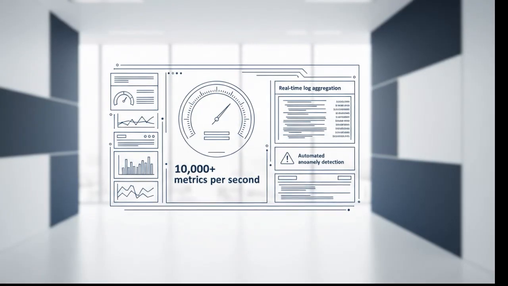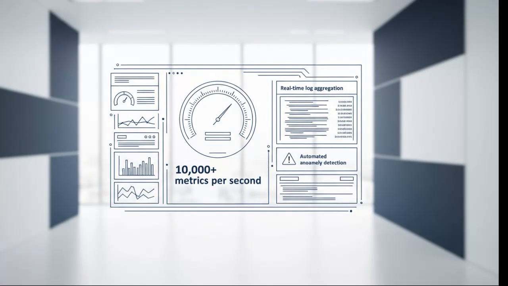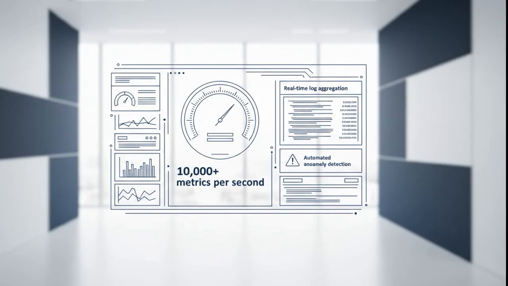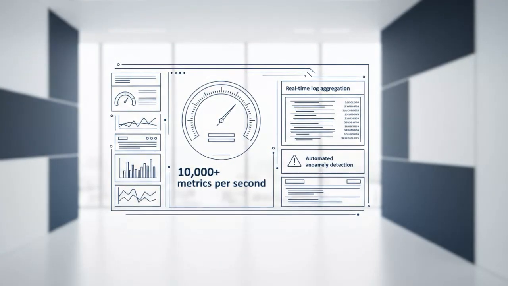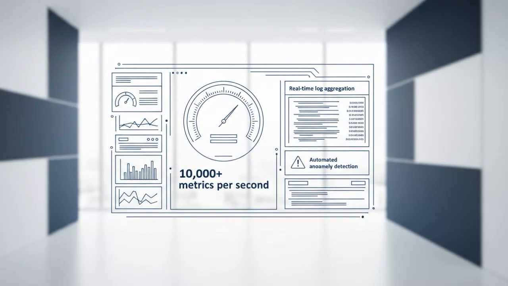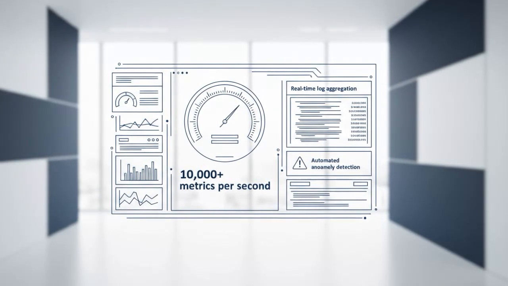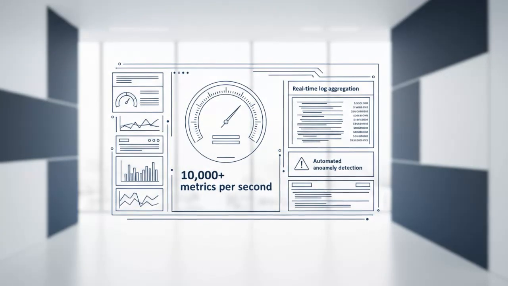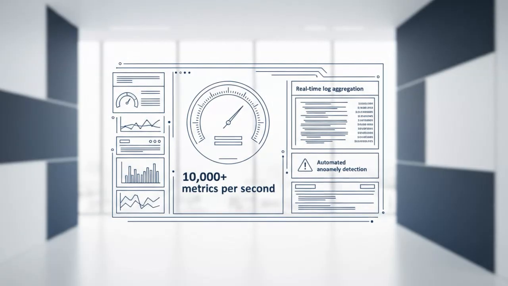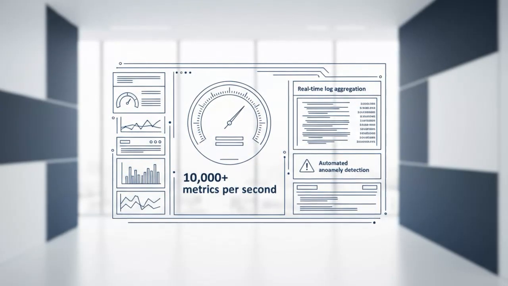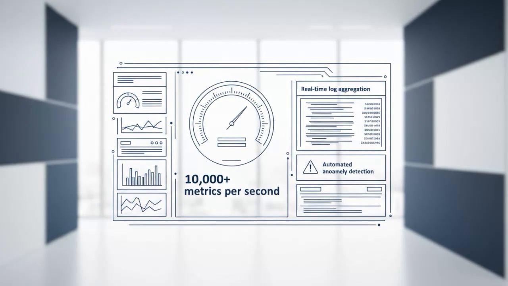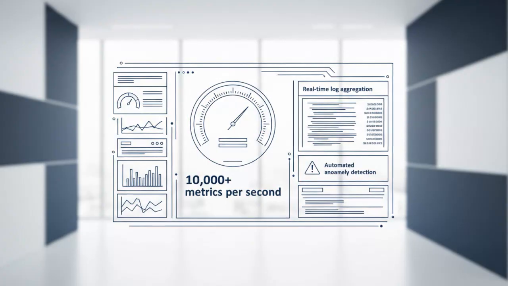You cannot manage what you cannot measure. Local enterprise platforms require deep observability. We deploy local instances of Prometheus and Grafana to capture 10,000 plus metrics per second. This gives us a granular view of system health, from CPU thermals to application response times. We use real-time log aggregation to centralize logs from all local containers, making debugging significantly faster than in distributed cloud environments. Automated anomaly detection identifies performance regressions the moment they occur, allowing for proactive maintenance.